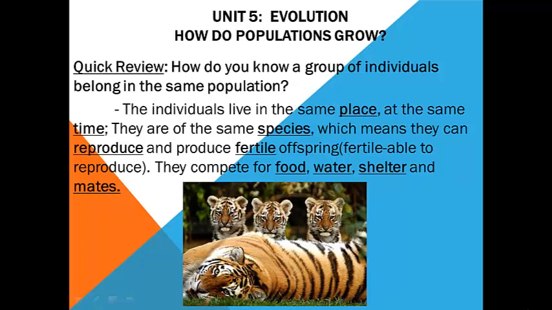Fertile means you're able to reproduce. So basically, the kids that they have are able to reproduce again. And if they're in the same population, they compete for food, water, and shelter, and mates to reproduce with.